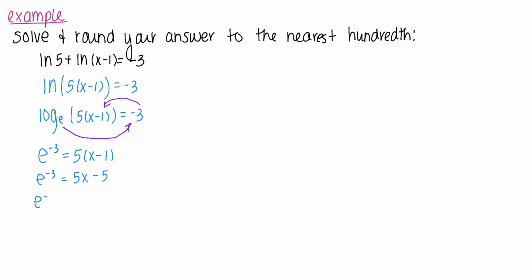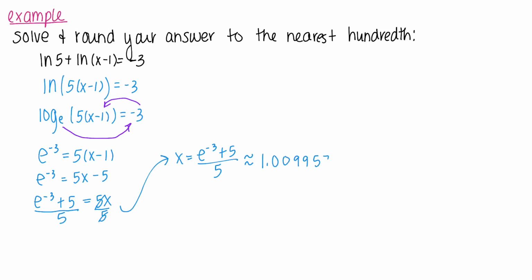Adding 5 on both sides, e to the negative 3 plus 5 is equal to 5x. And then we are dividing both sides by 5 to get x is equal to e to the negative 3 plus 5 over 5. I grab my calculator here. Let's see, e to the negative 3 plus 5 over 5. I am getting approximately, so I'll just give the full decimal expansion that I have here.